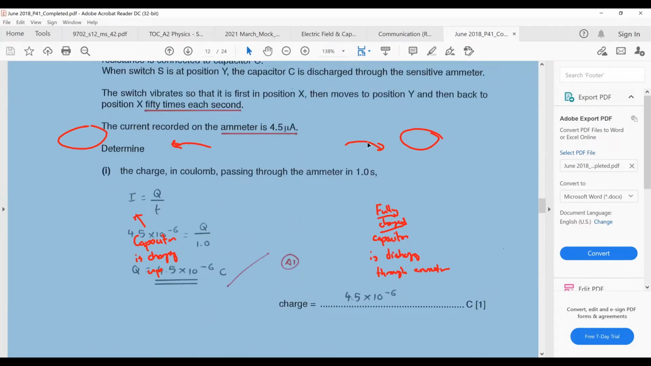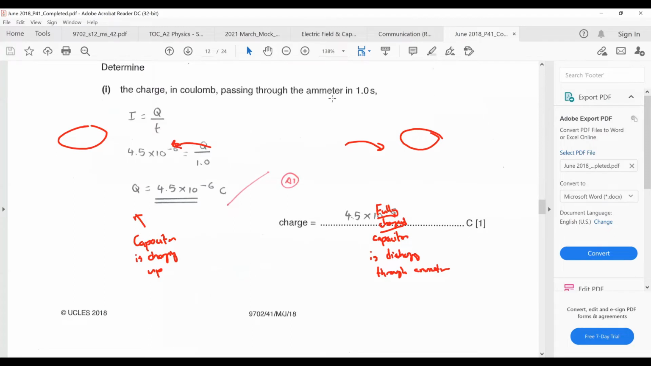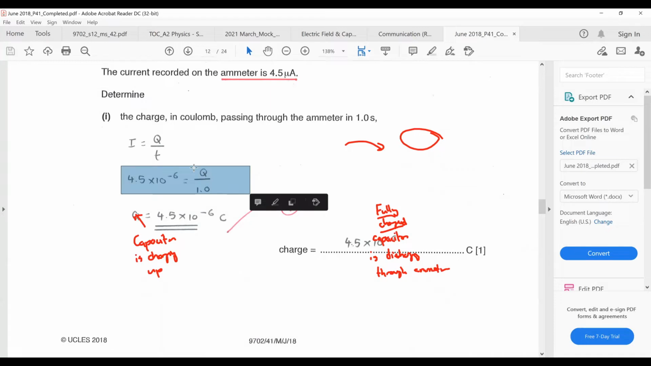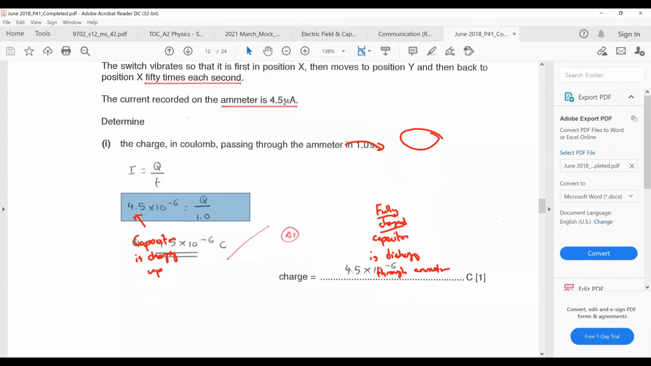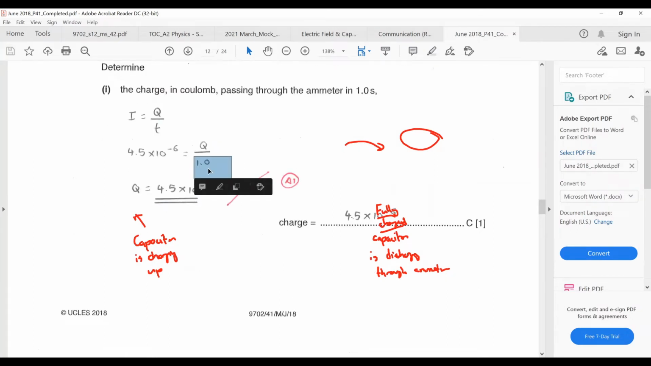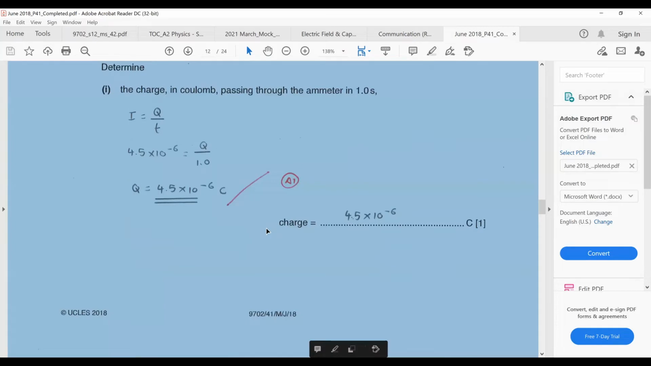You know that current is the rate of flow of charge. The current is 4.5 times 10 to the power minus 6, because it's 4.5 microamps. The time that you're considering is just 1 second. So you will get the charge flowing as 4.5 times 10 to the power minus 6 coulomb. Just like that.